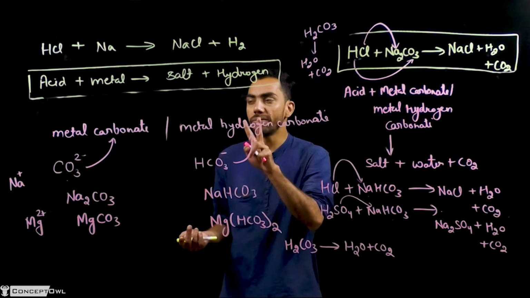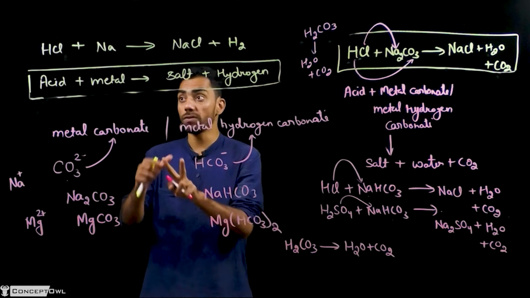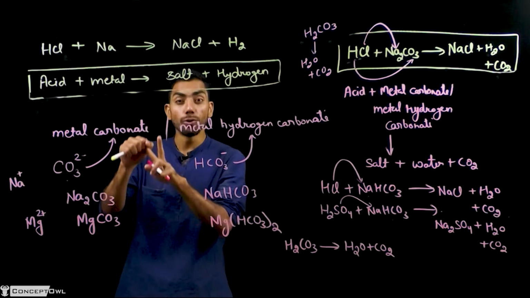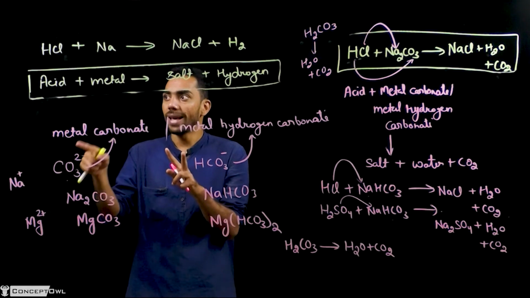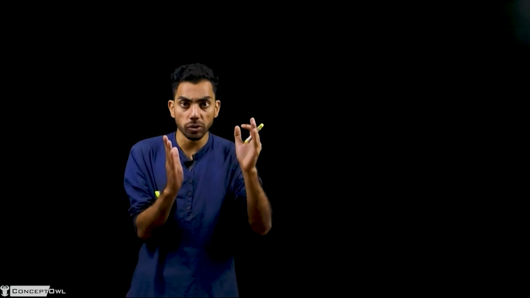So here we have discussed 2 important reactions. First one is how to prepare hydrogen by the acid. So students, how can we make carbon dioxide gas? Can we use metal plus acid? No. Metal plus acid gives you hydrogen gas. If you want to prepare carbon dioxide gas, then you need acid plus metal carbonate or metal hydrogen carbonate.